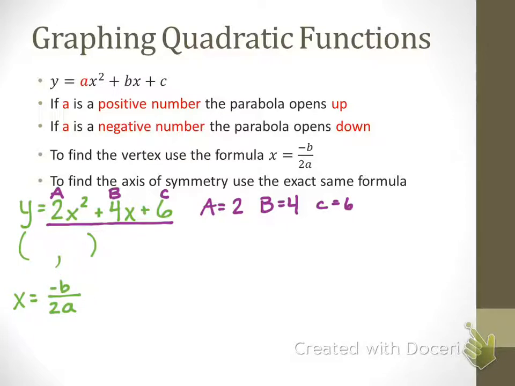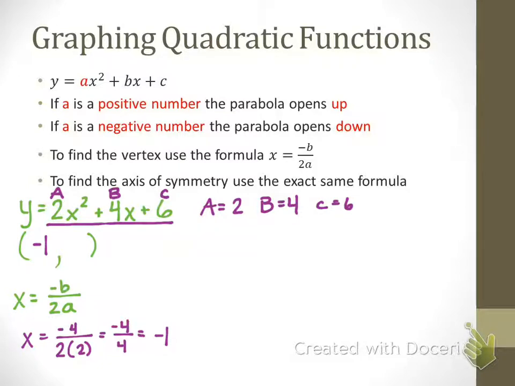I'm going to use this formula, and I'm just going to plug it in. So if I have negative b, that means I have a negative, and then what's b? 4. Over 2 times a, what's a? 2. All right, let's solve. Negative 4 over 4, which is negative 1. So I know the x value to my vertex is negative 1. But what am I missing?